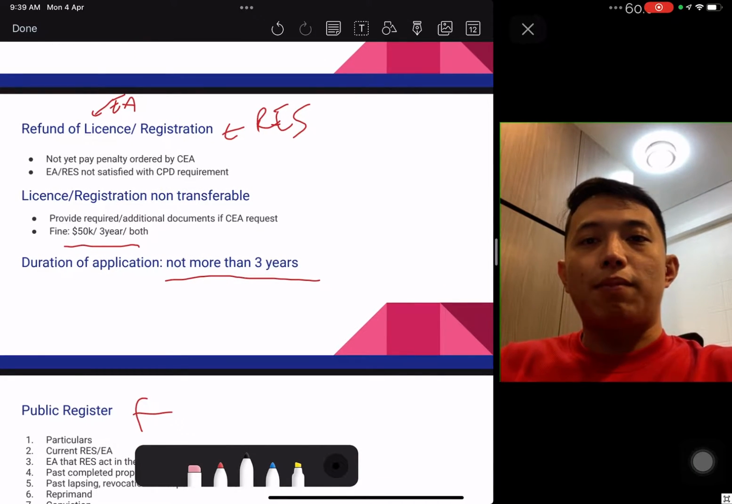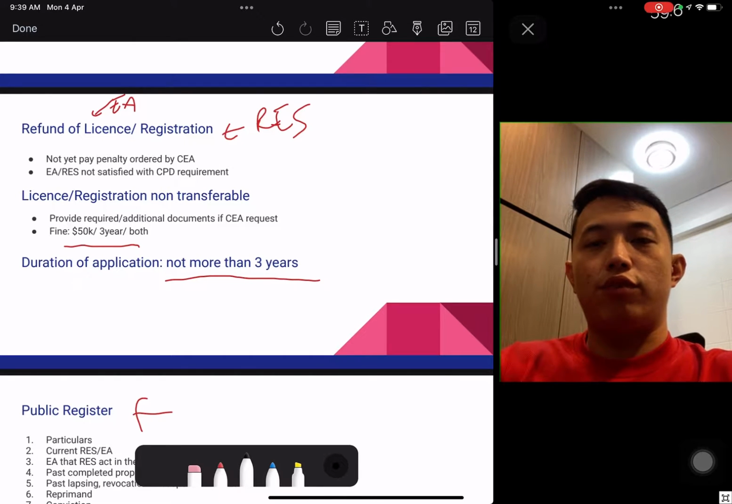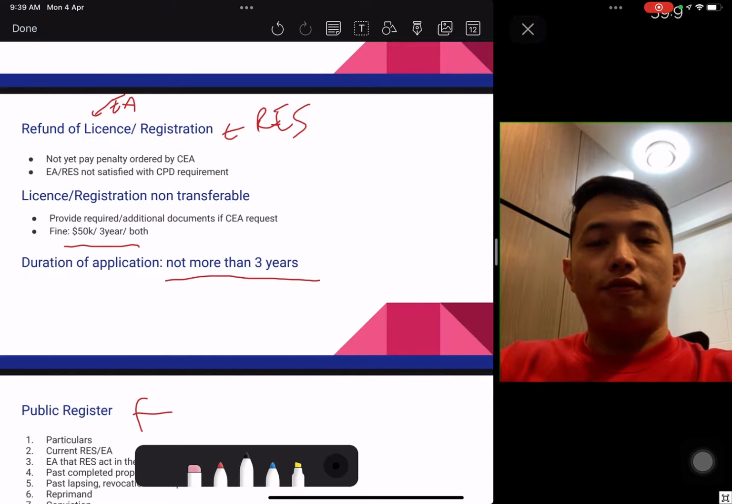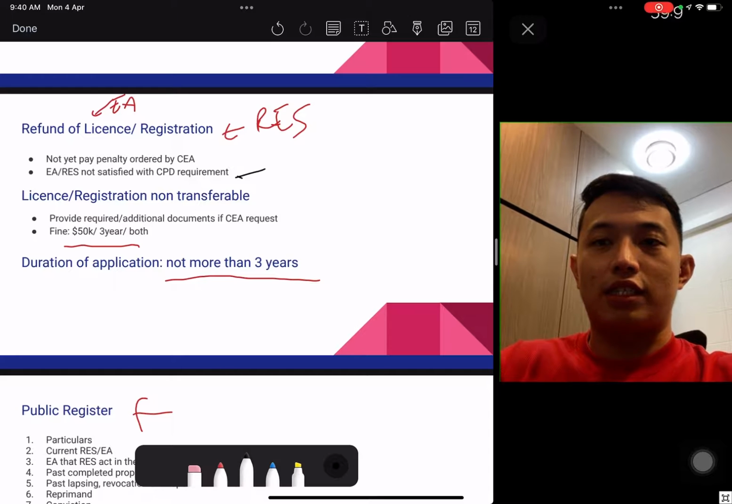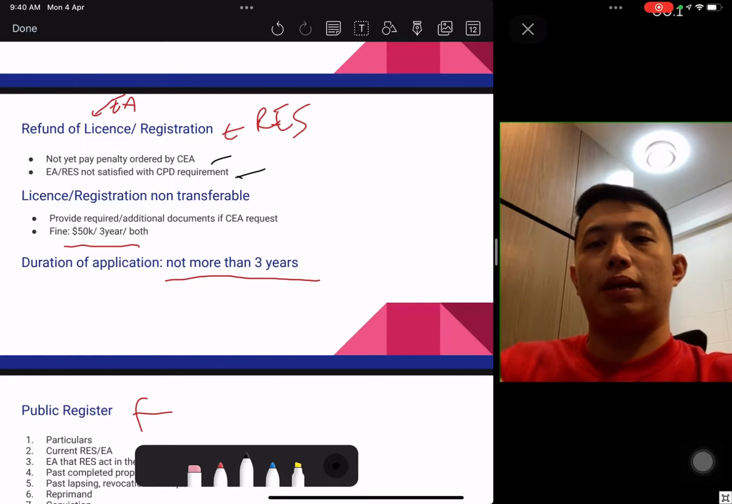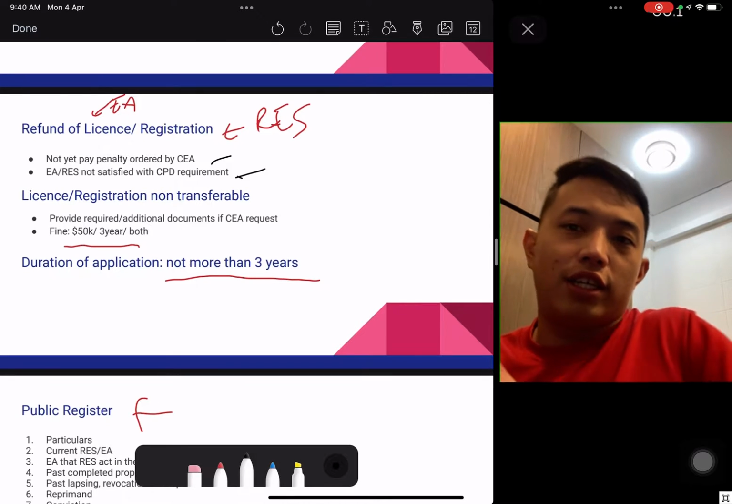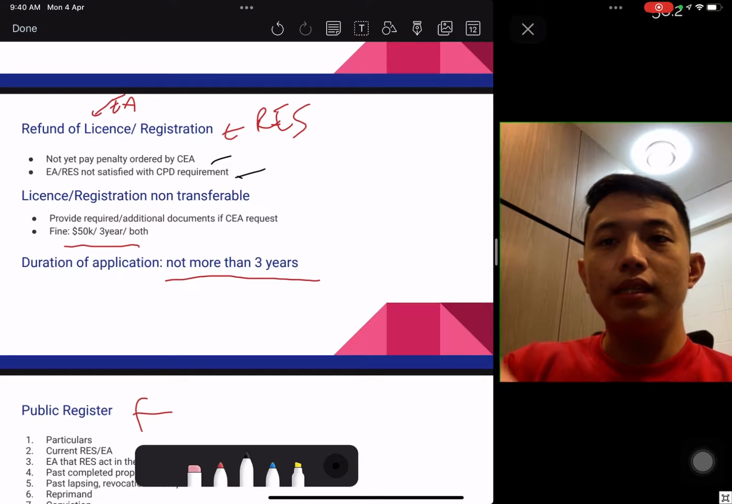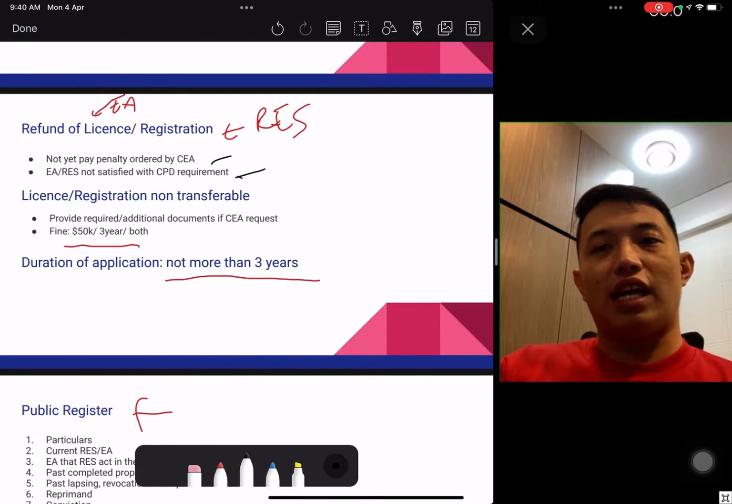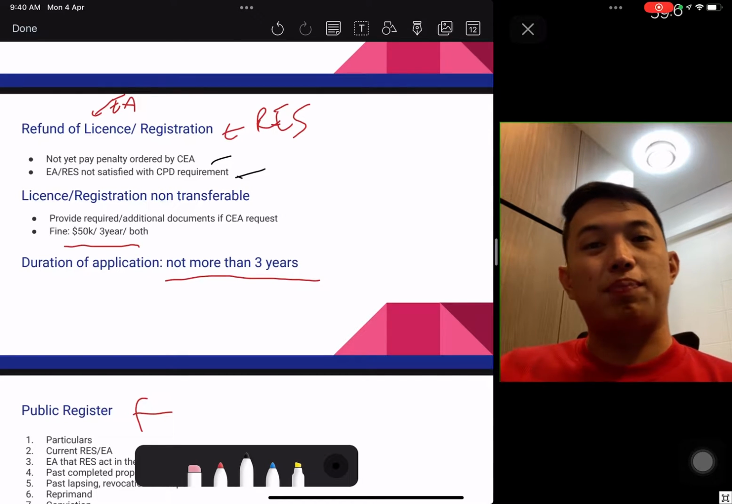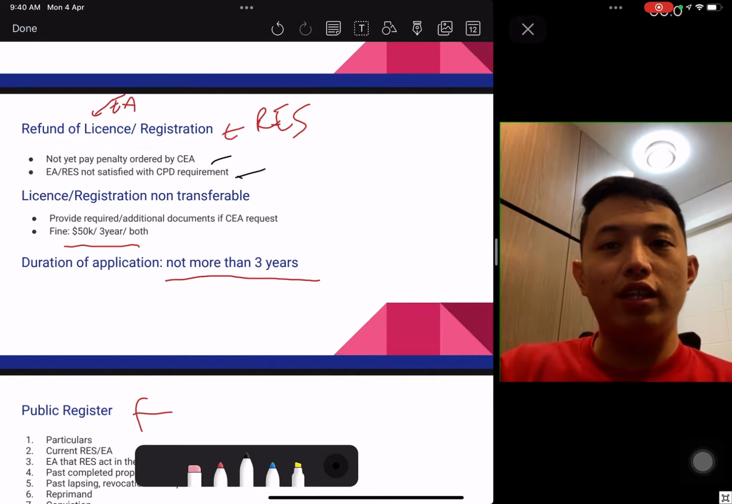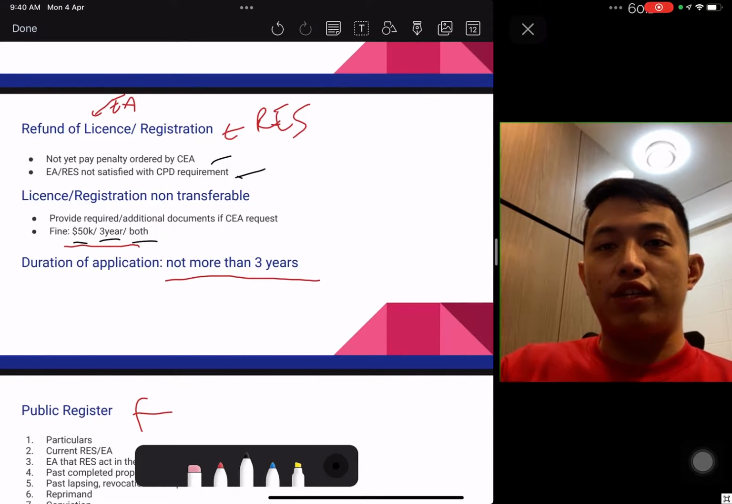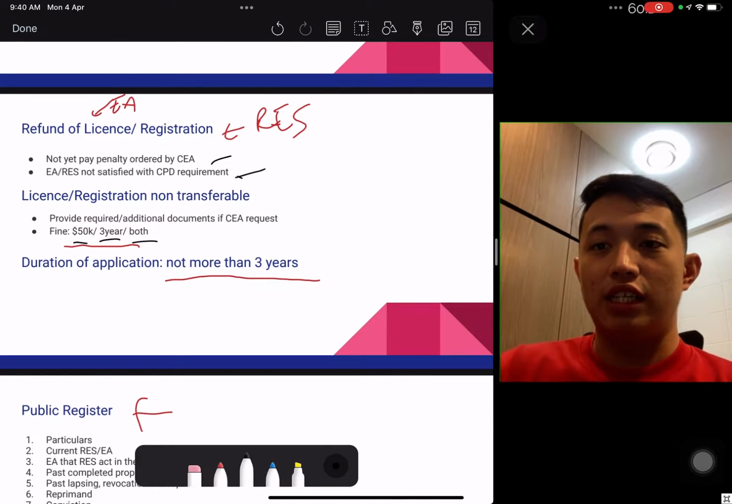So only in some circumstances will CEA actually refund you the license payment, if you didn't satisfy the CPD requirement or you did not pay the penalty by CEA. So remember, if you are required to pay up, if not, your license is not allowed to renew or apply. So any applications or registrations are not transferable. So you cannot transfer to the next person or whatsoever. If you try to commit fraud, it will be a 50k fine, 3 years, or both. Okay, the duration for the application for registration or license is actually 3 years.